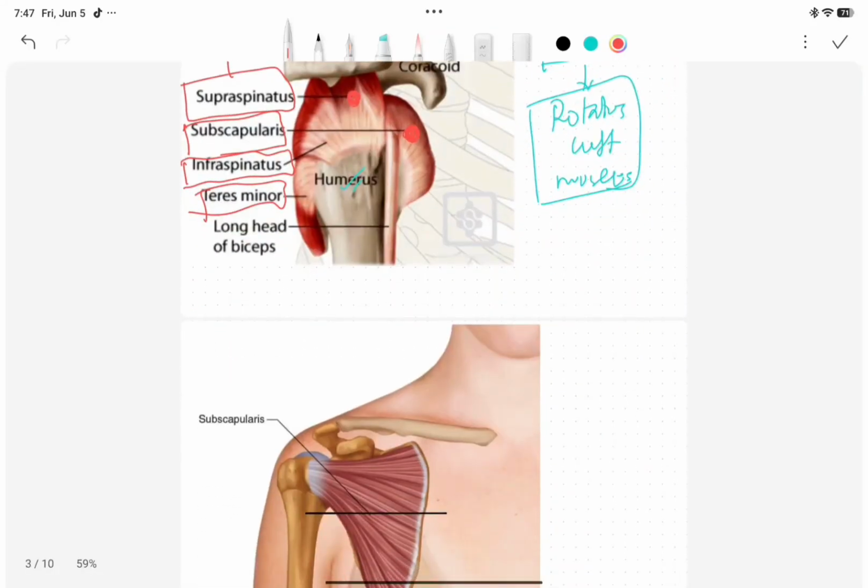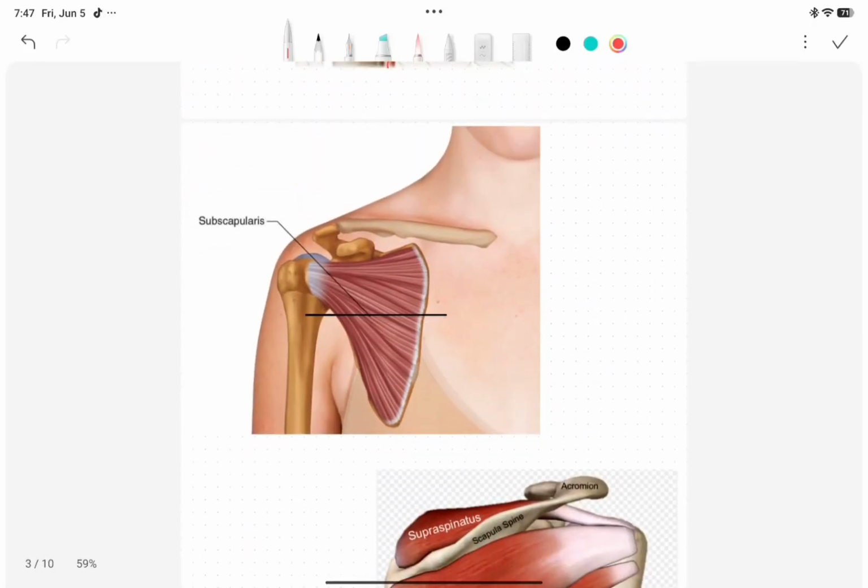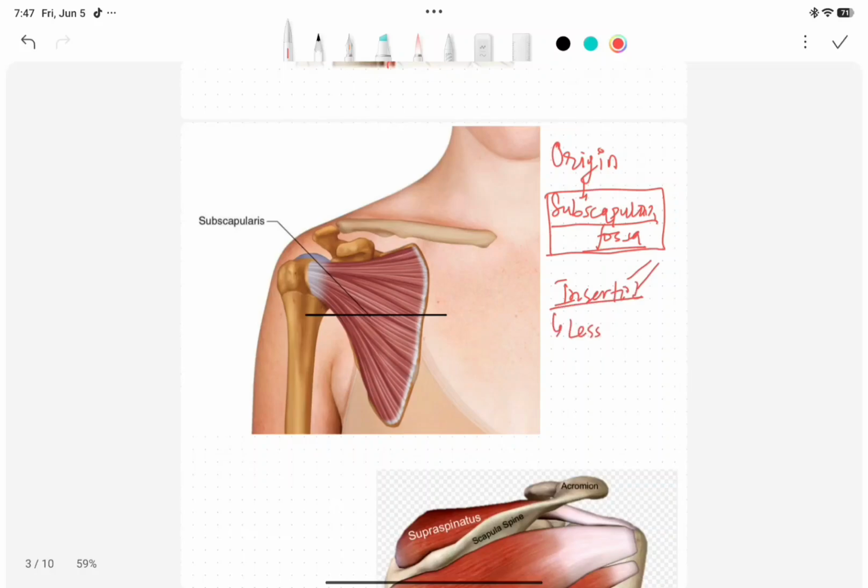And there is the long head of biceps, which passes through the intertubercular sulcus or bicipital groove. The anterior muscle of the rotator cuff is the subscapularis, which originates from the subscapular fossa. There is a subscapular fossa on the anterior side of the scapula that gives origin to the subscapularis muscle, and this is inserted in the lesser tubercle of the humerus.